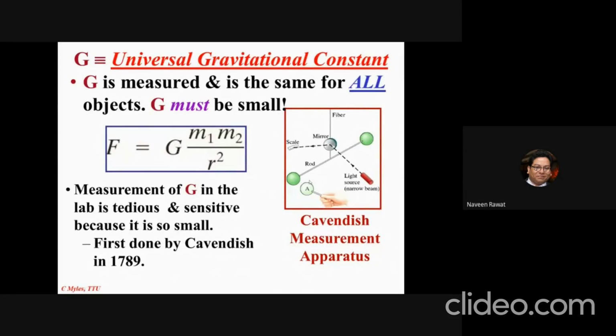What we do is we have these two masses that are separated by a distance, and we have a light source that is getting reflected off a mirror. It shows us some position here. Then we bring another mass close to one of these masses. If there is a force of attraction, then this mass will get attracted towards this heavier mass, and so this entire pivot will rotate, and what you will see is your light reflection here on the scale will rotate. By that rotation you can actually calculate the value for G.